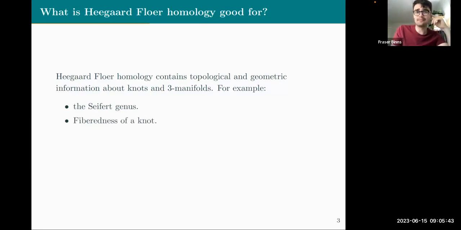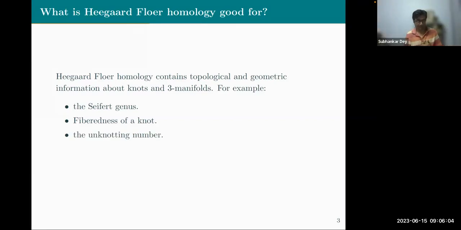So what is it for a knot to be fibered? Basically a knot is fibered if its complement can be swept out by a circle's worth of Seifert surfaces. In addition to giving information about fiberedness, it also contains information about the unknotting number, which is the minimum number of crossing changes that you need to make for a knot to get to the unknot. Now it's really easy to define, but it's very, very hard to compute.